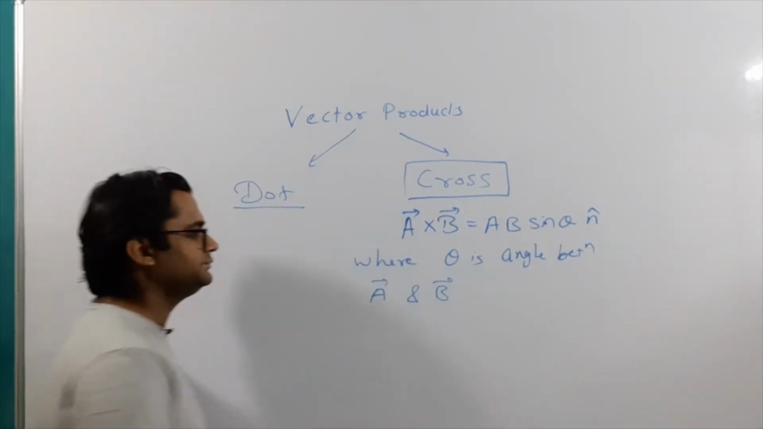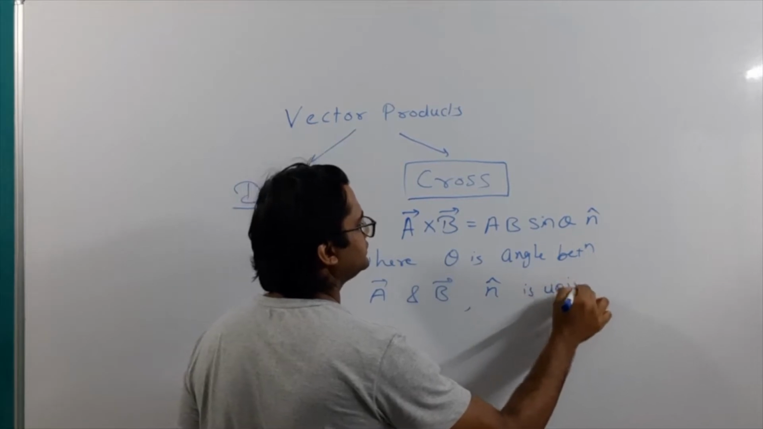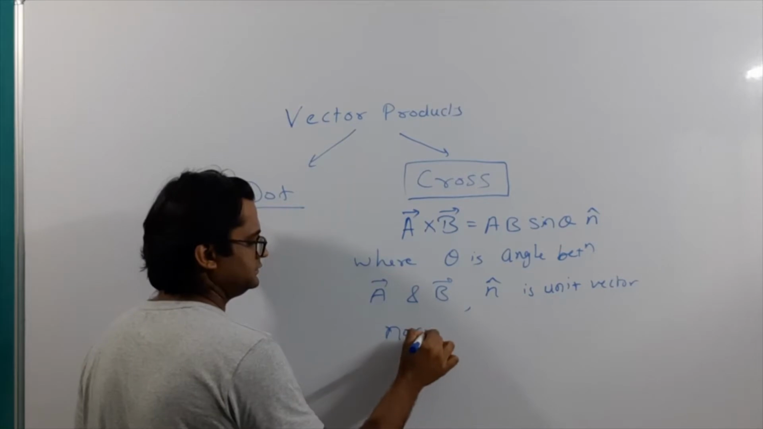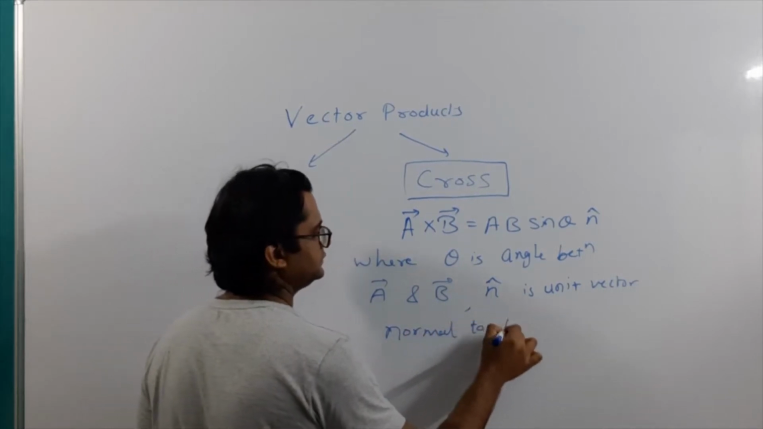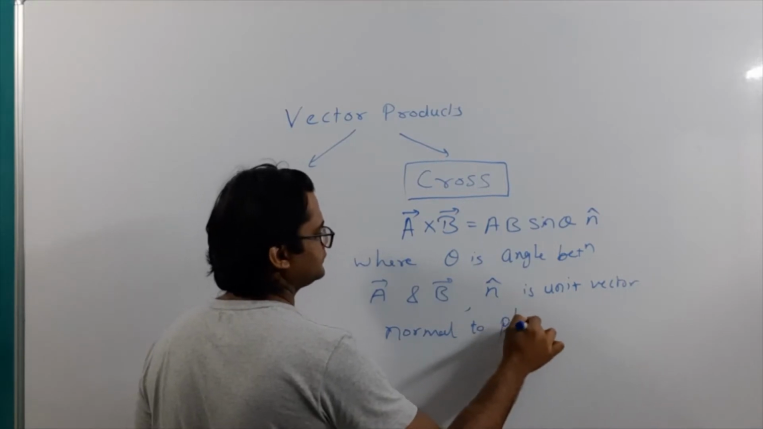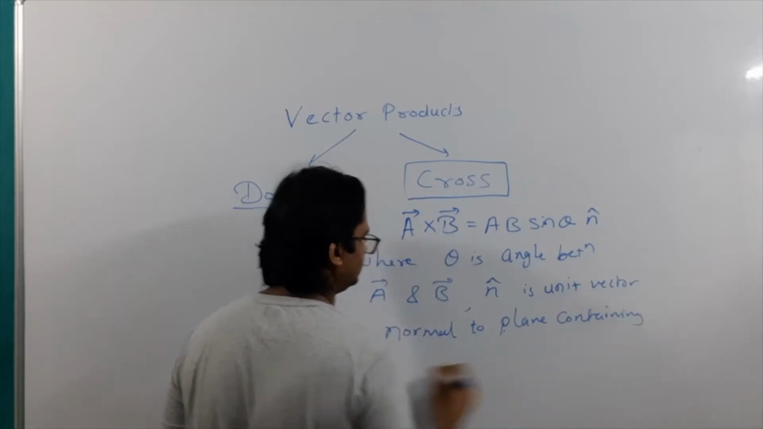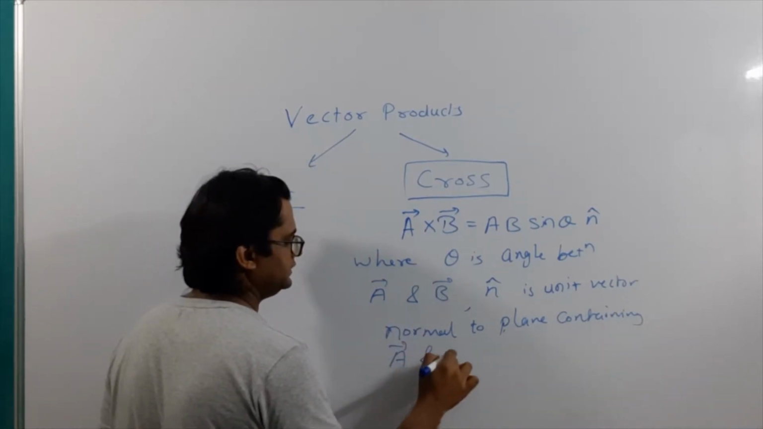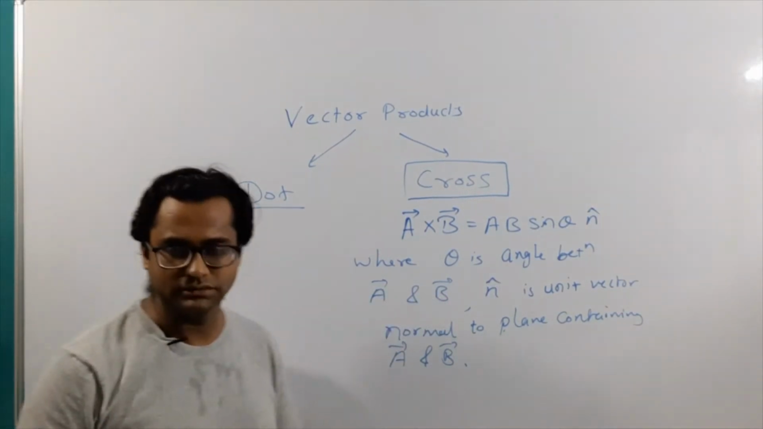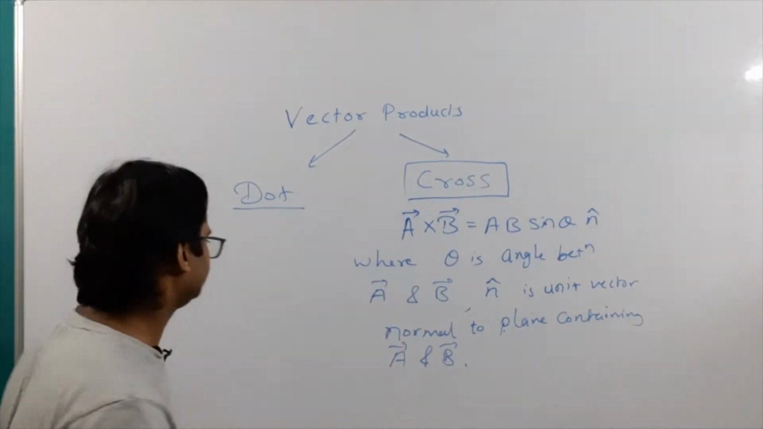And what is that n cap? N cap is the unit vector normal to the plane containing a vector and b vector. So this is the definition. So we'll explore this cross product first. Okay, so now let me draw the vector first.